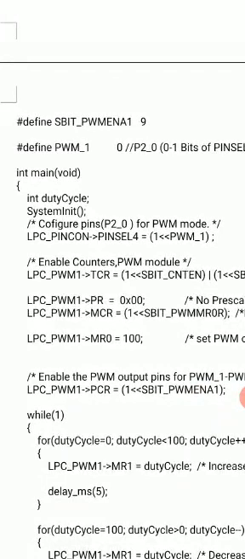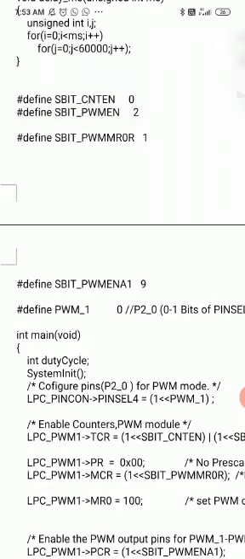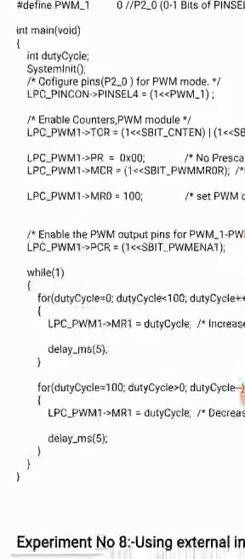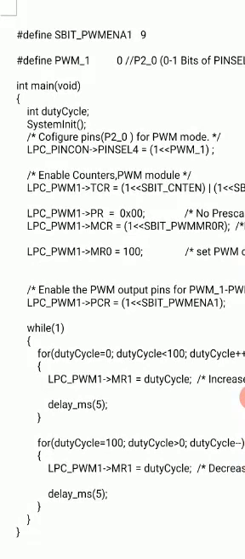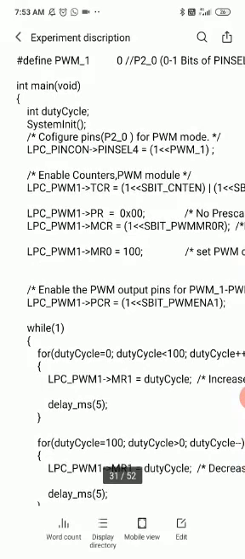So LPC_PWM1, this is very simple, we already have a number of APIs written under these header files. So we just have to call those APIs by this method. LPC_PWM1 will be defined for the first PWM, and 2 will be defined for the second PWM.